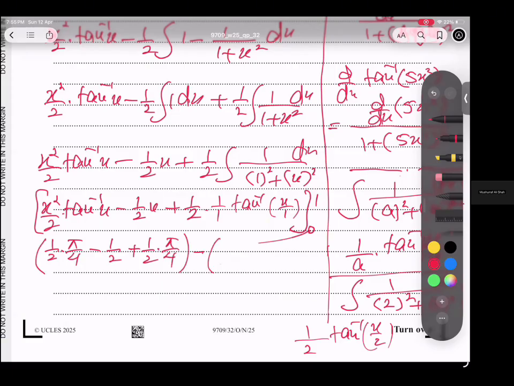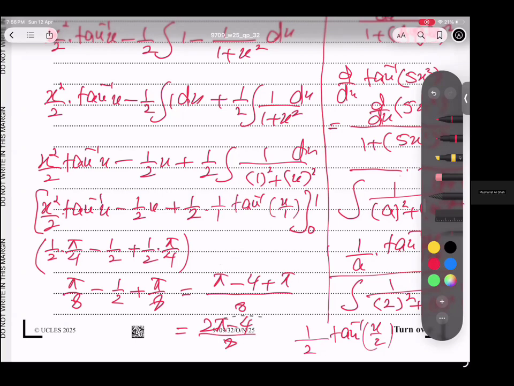Now plug in 0 here, gone, 0 here, gone. What about this? Tan inverse 0 is also gone. So fully 0, no need to waste time. I'm getting pi by 8 and negative half. Let me check once again. Okay, clear. So the LCM is 8. So I'm getting pi minus 4 plus pi. So I'm getting here 2 pi minus 4 by 8.